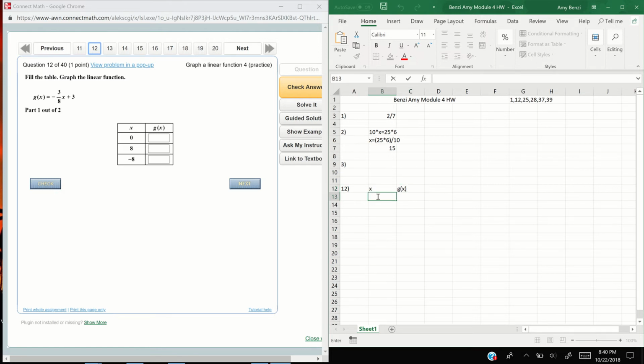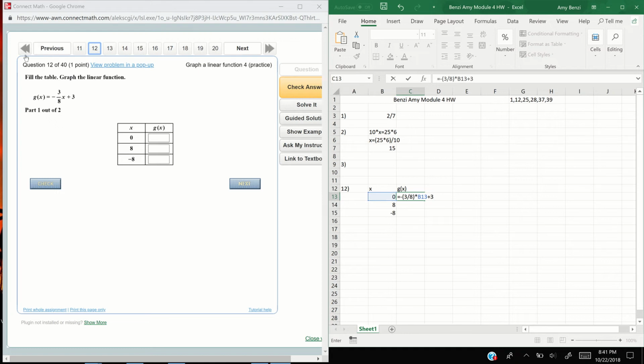So my x values in this case are 0, 8, and negative 8. And then my g of x is this function right here, equals negative. I always put my fractions in parentheses. You know, you don't always have to. I like to always do it. It makes me feel safe. All right, so I have negative 3/8 times x. Hopefully you guys know how to do this by now. If you don't, then I would recommend that you go back and do Excel report 1. All right, there I have my whole formula.